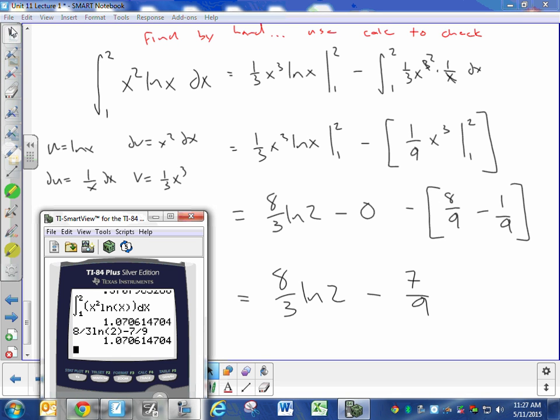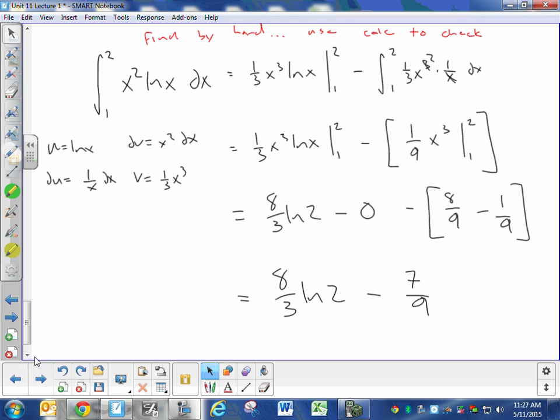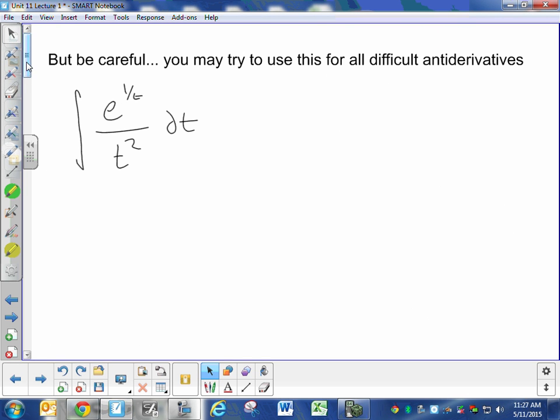I like to do it in pieces. You could do it all at the end if you just found the antiderivative. You could have found the change in this entire thing. But I like to kind of keep them separate. And it helps to keep them separate when we do this next problem. In the future, one more thing.